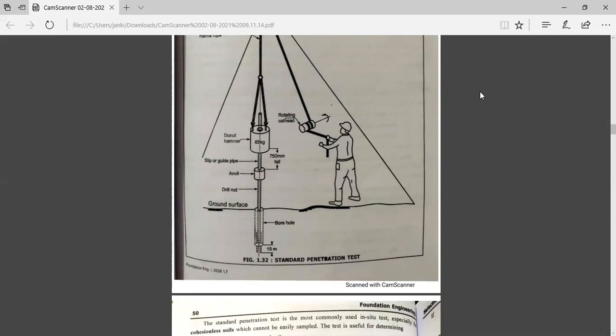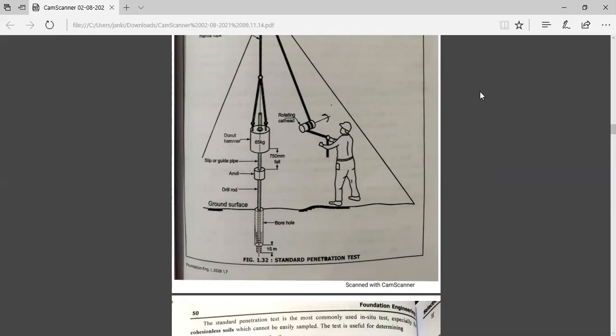Okay, so talking about this SPT, SPT is the most commonly used in situ test, which means an on-site test, right, which is mostly used whenever we are testing on the site, especially for cohesionless soils which cannot be easily sampled, right.